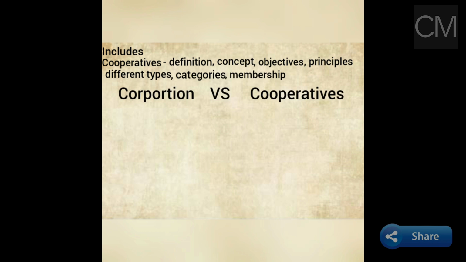Unit 3. It talks about cooperatives, which includes its definition, concept, objectives, principles, different types, categories, and membership. Also, it differentiates the corporation and cooperatives.